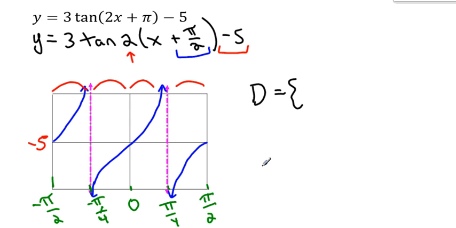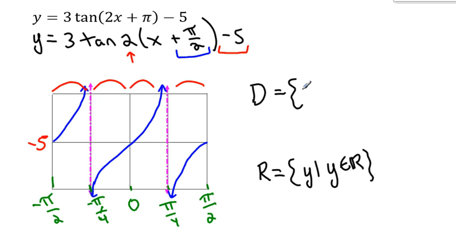Well, the range is easy. The range for both tan and cotan is all real numbers, because if you look at just the blue line, it's going to go all the way to infinity and all the way down to negative infinity, and there's no gaps, there's no vertical values that are skipped. So the range is just all y values such that y is a real number. But let's talk about domain.